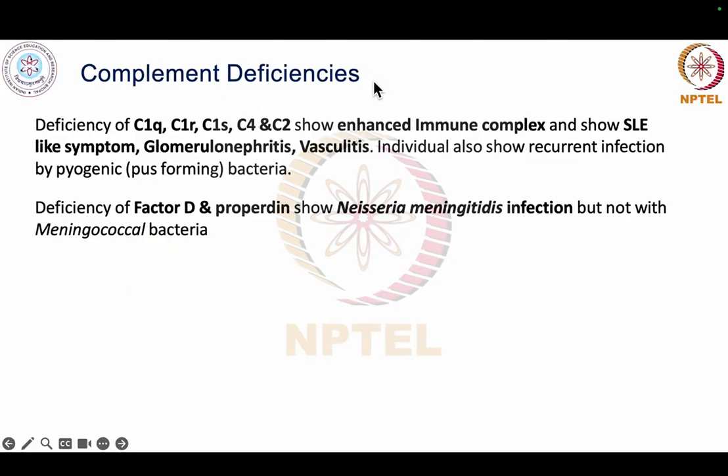Complement deficiencies. Deficiency of C1q, C1r, C1s, which are all part of C1, C4 and C2 shows enhanced immune complex and SLE-like symptoms. Glomerulonephritis, vasculitis, these are different diseases where we can see deficiency of our complement system. Individuals also show recurrent infection by pyogenic or pus-forming bacteria. Deficiency of factor D and properdin shows Neisseria meningitidis infection, meningococcal bacteria.